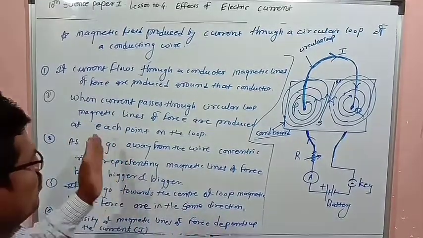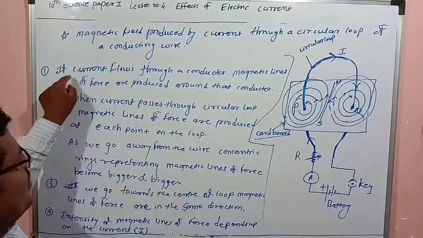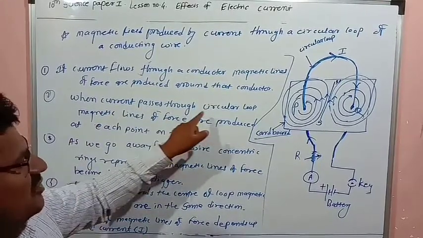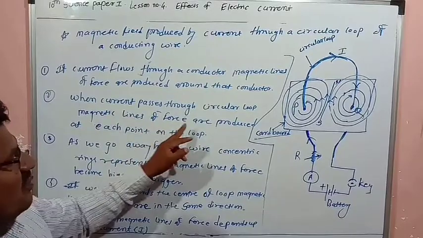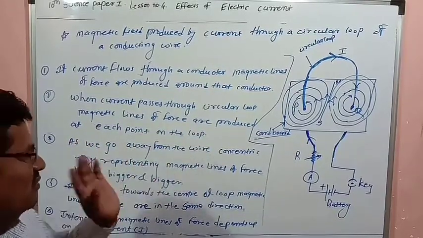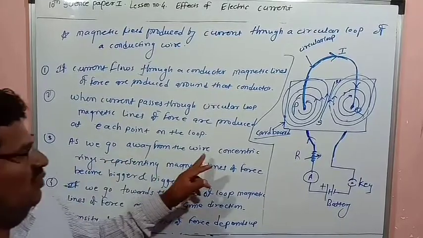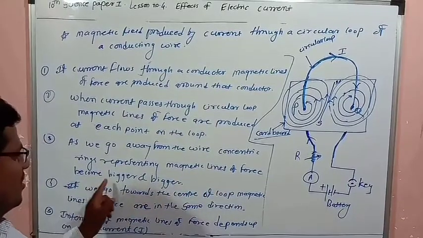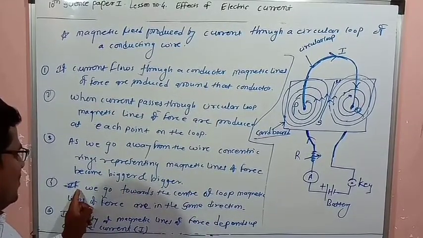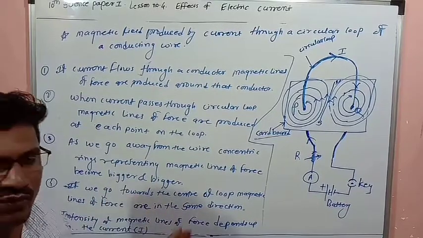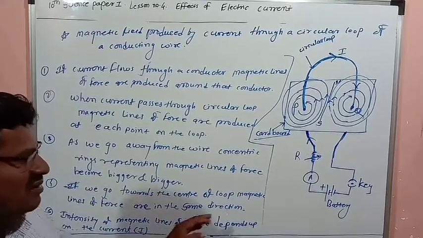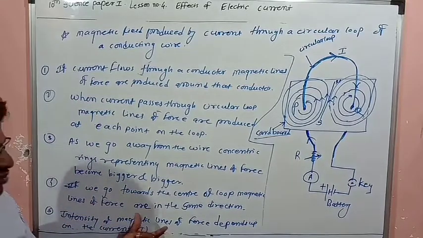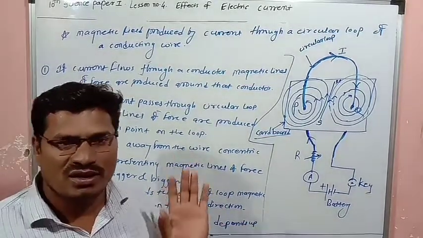These 5 points are there, and 2 more points we will write after this. So which 5 points are there? If current flows through the conductor, magnetic lines of force are produced around that conductor. Second, when current passes through a circular loop, magnetic lines of force are produced at each point on the loop. Then as we go away from the wire, concentric rings representing magnetic lines of force become bigger and bigger. Fourth, if we go toward the center of the loop, all magnetic lines of force are in the same direction. And intensity of the magnetic lines of force depends upon current.